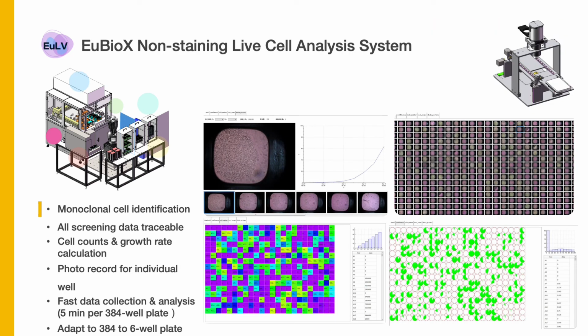And also, we have built an EuBioX non-staining live cell analysis system. This device is part of the automation system shown in the previous slide and can take photos of a 384 well plate in less than 5 minutes. Using this device and our algorithm, the device can record, trace, analyze, and pick the monoclonal with best performance.